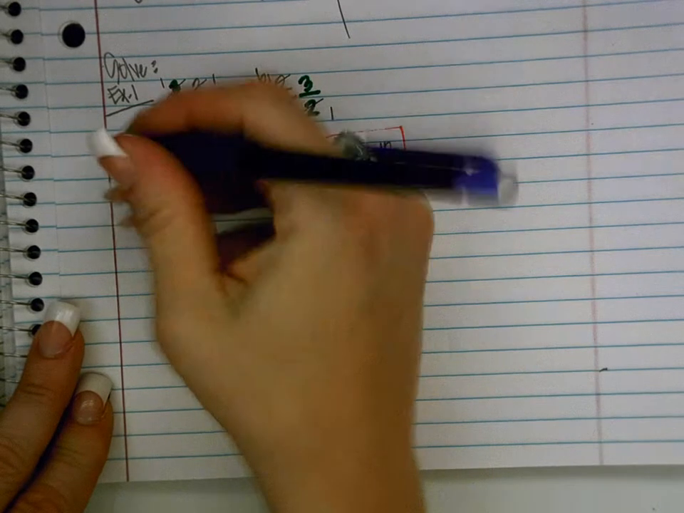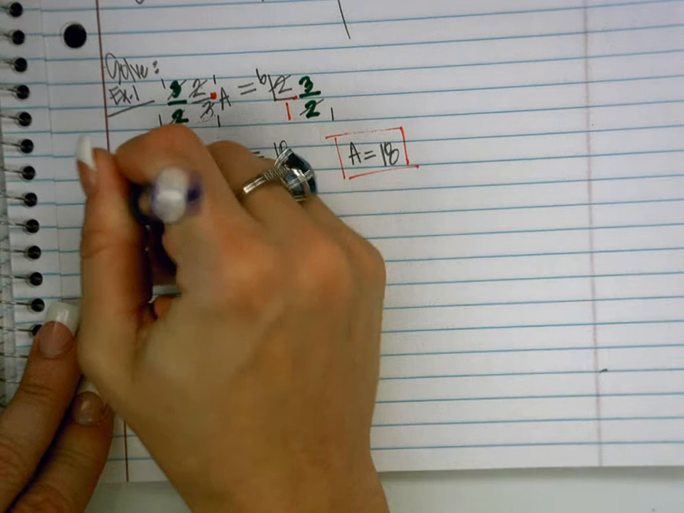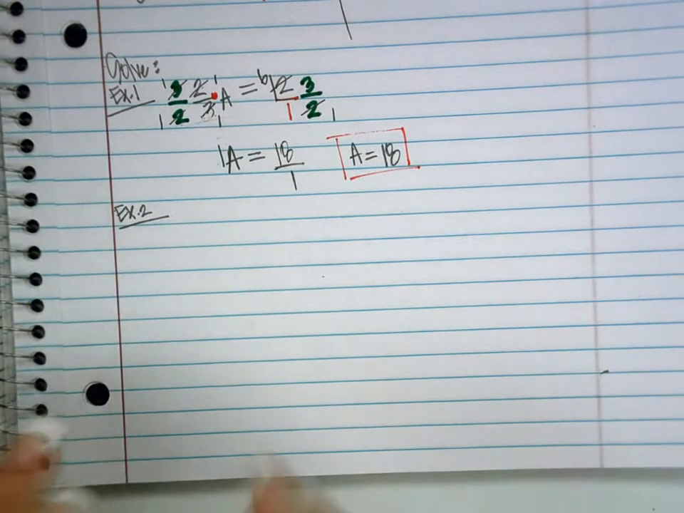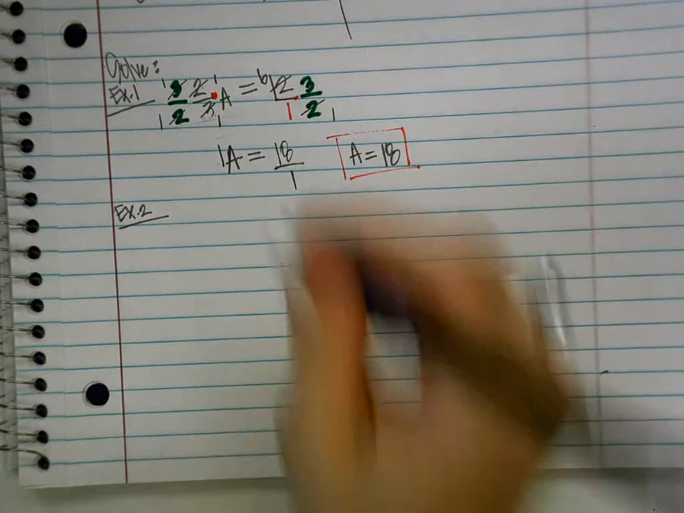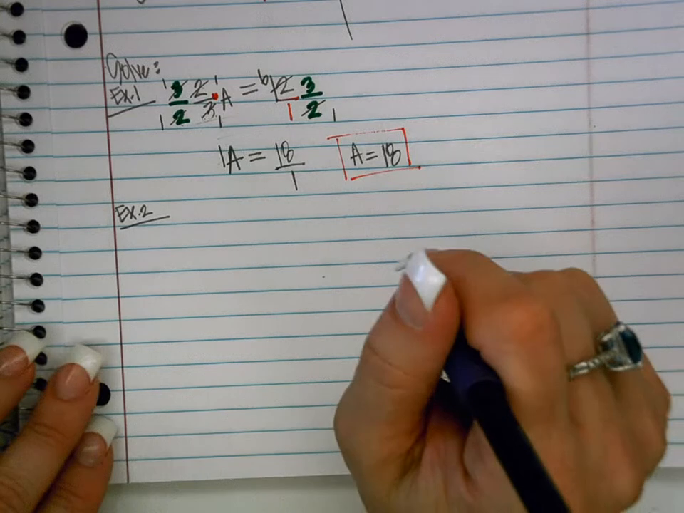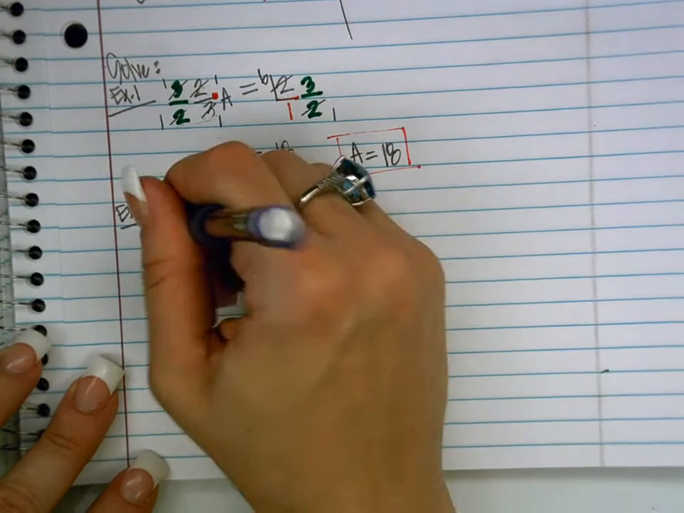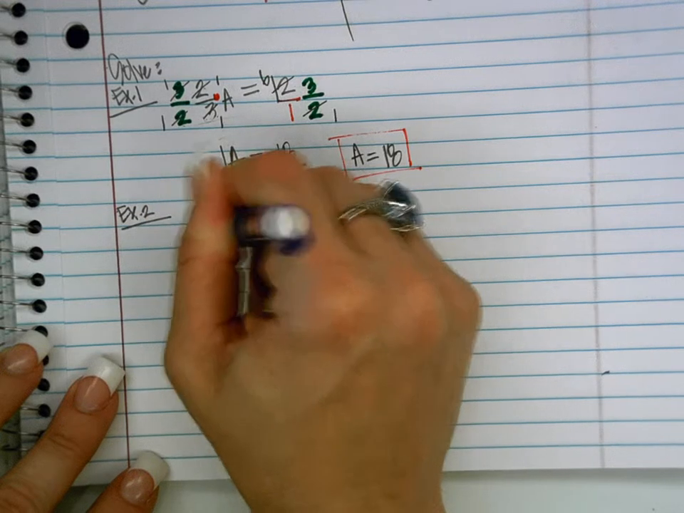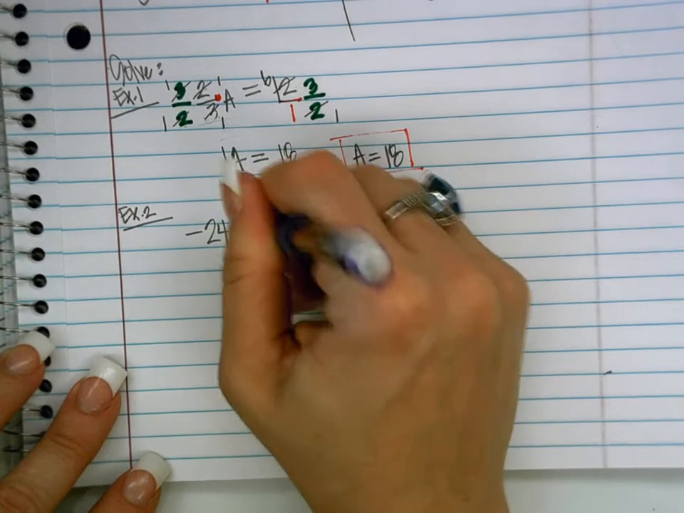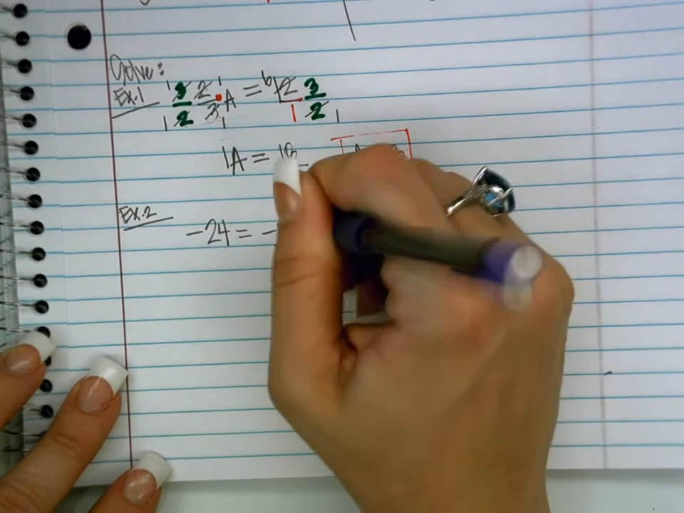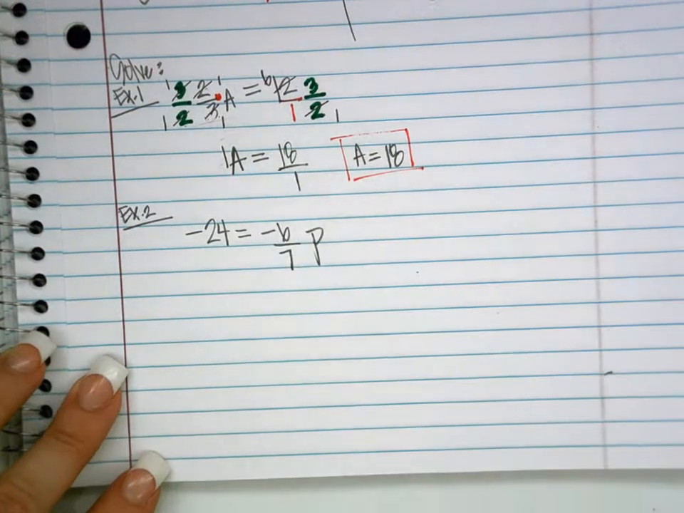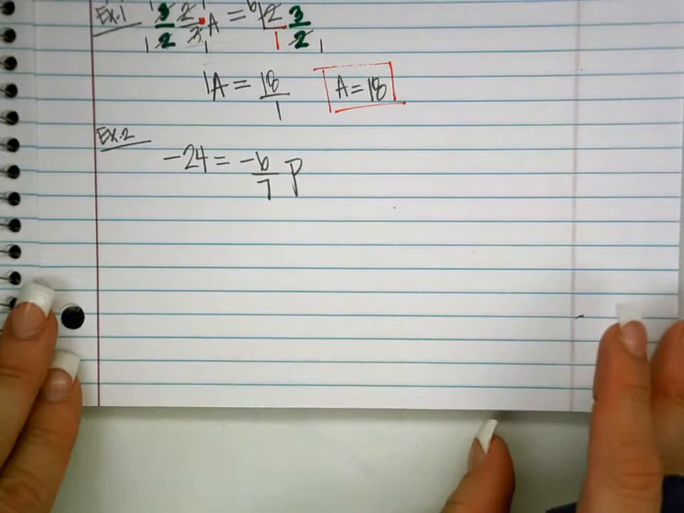Number 2. I would like you to solve, and again, we are solving: -24 equals -6/7 p.